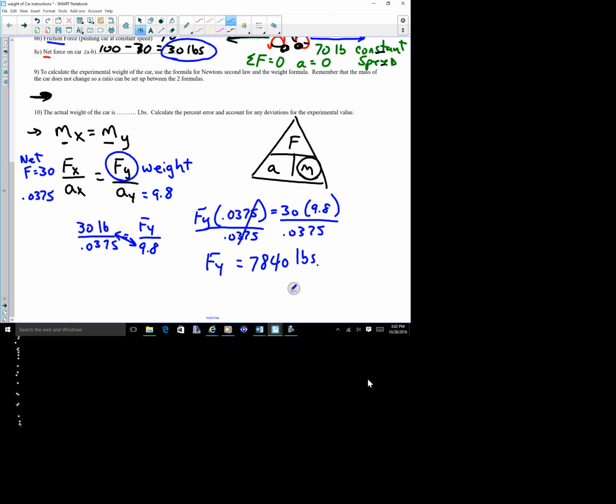Well, now I want to compare this to the actual weight of the car. So when we get out there, I'm going to have you write down the actual weight of the car right there. Okay, we're going to compare the lab weight, this is our lab weight right here, to the actual weight.